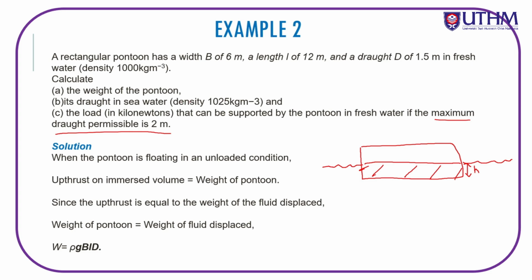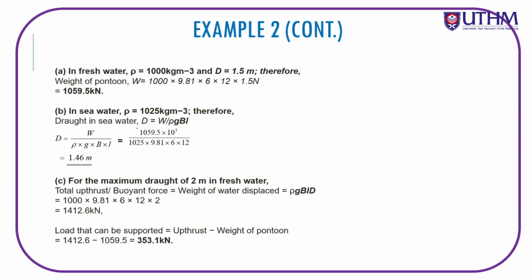Is draught in sea water? Dia nak tahu draught yang saya dah cakap tadi, draught ni dalam sea water. Density dia lain compare dengan fresh water tadi. So in sea water, density dia adalah 1025 kg per meter cubic. Therefore, the draught in sea water is D. Sebab kita nak tahu D tadi kan, dia punya draught. D ni kita biarkan ke kiri dan selebihnya kita biarkan ke kanan. Equal to W over rho G B L, di mana B adalah lebar dan L adalah panjang.